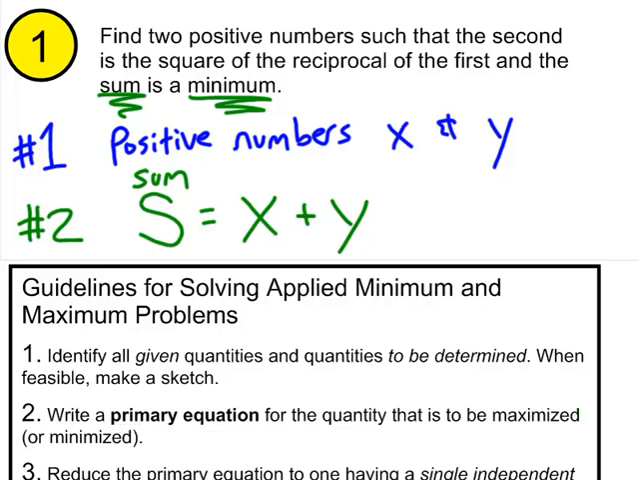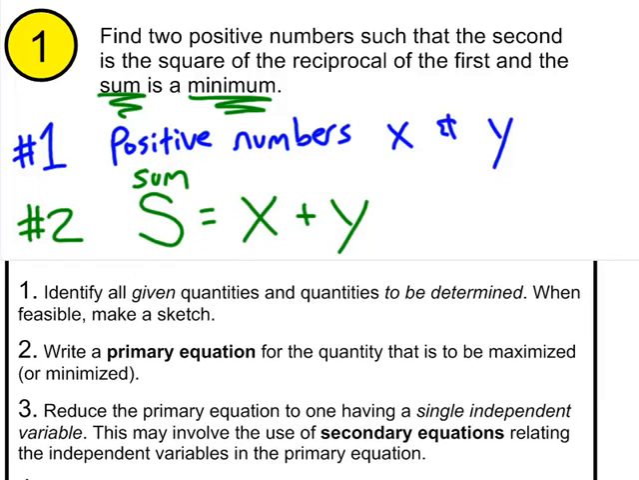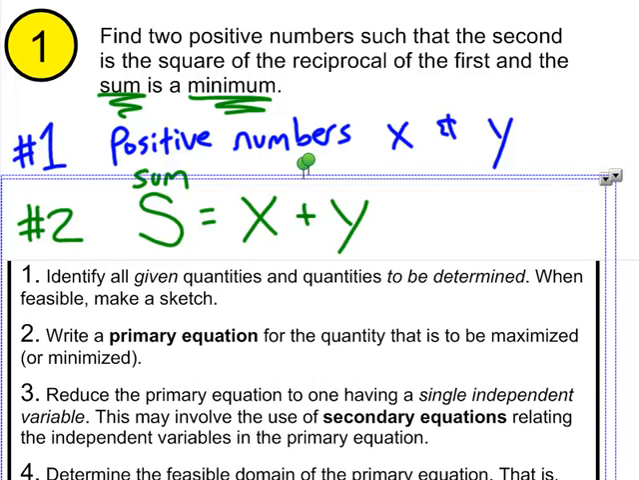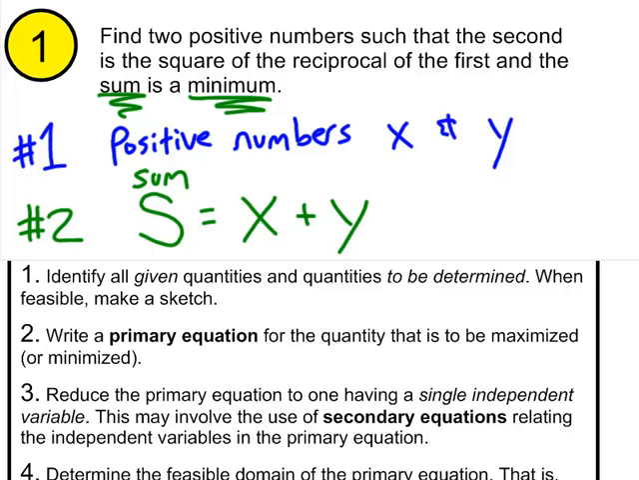So notice that S is currently written in terms of two separate variables. So when I bring up step number 3 here, reduce the primary equation to one having a single independent variable, we want to get these two variables down to just one. Whether it be x or y, we don't really care, but we need just one or the other. And that may involve the use of a secondary equation, which relates the two current variables that we have here.